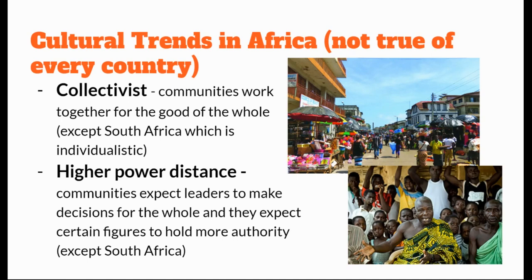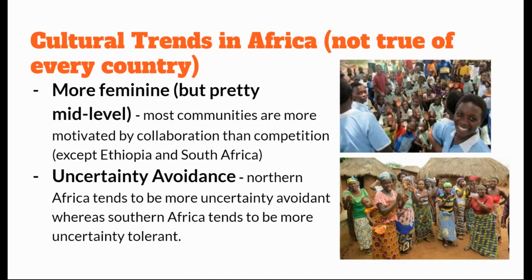Also, higher power distance. Most communities expect leaders to make decisions for the whole, and they expect certain figures to hold more authority. This is supposed to be kind of a beneficial partnership between, you know, an authority figure and the community. They're supposed to be beneficial leaders. Once again, South Africa is a very strong outlier.